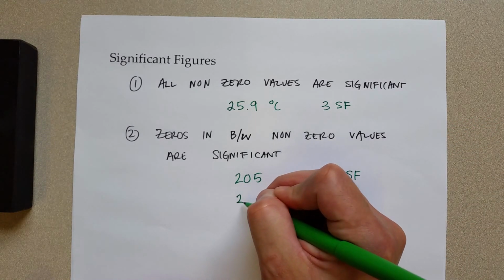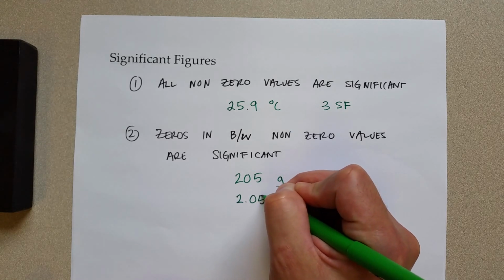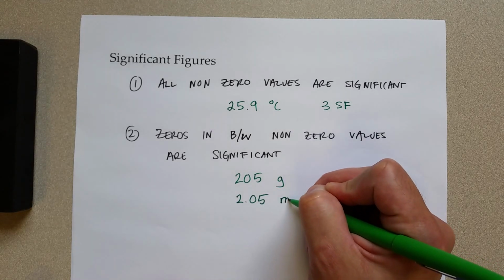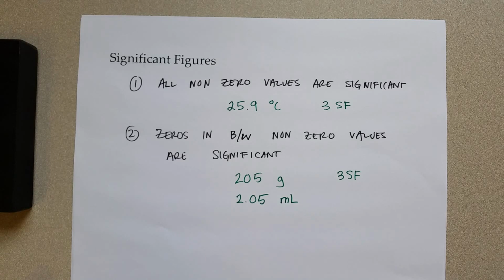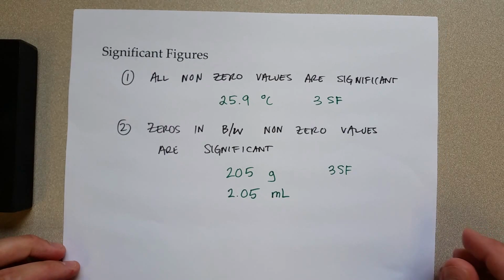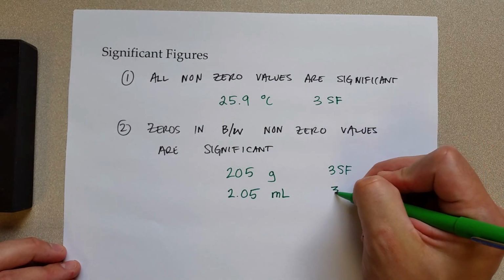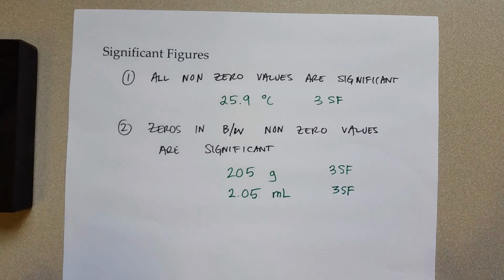That would go in between decimal places as well. We measured the volume of a sample to 2.05 milliliters. A zero is still in between two non-zero values, so it has three significant figures.